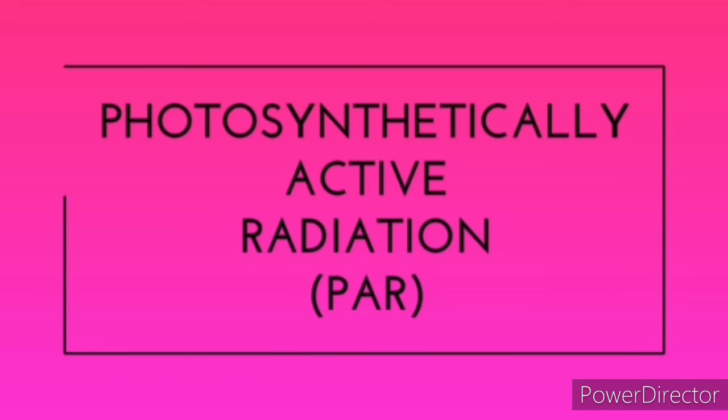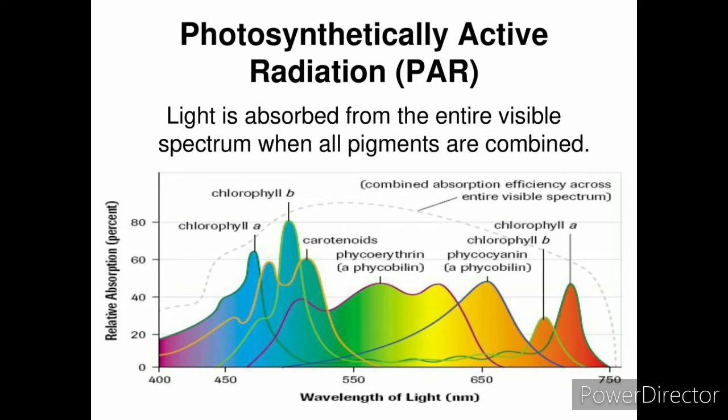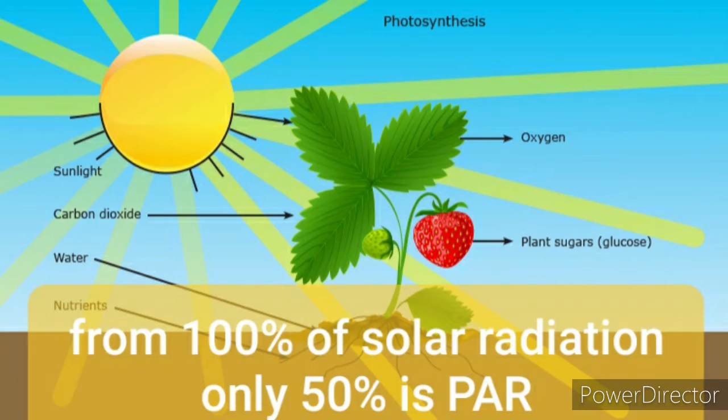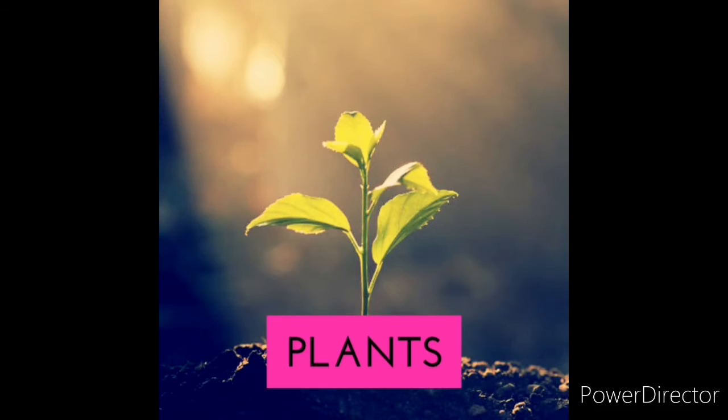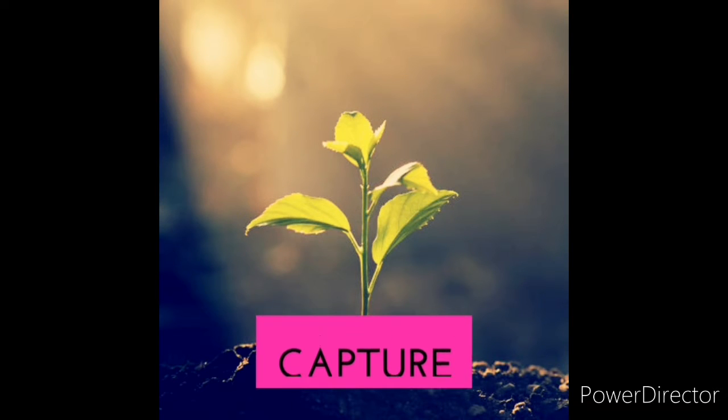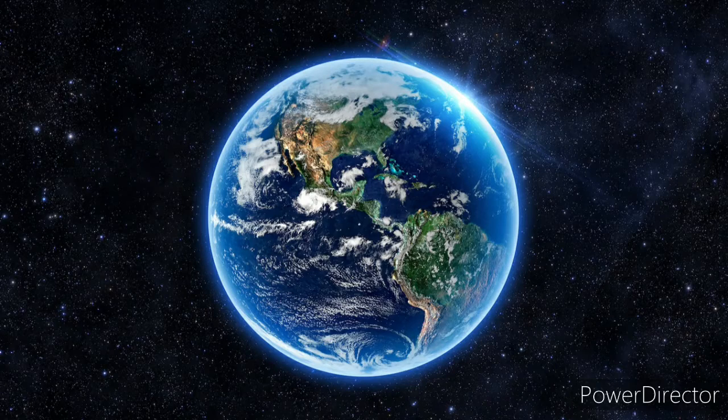The solar radiation that can be utilized by plants for photosynthesis is called photosynthetically active radiation, PAR. From the overall solar radiation, only 50% is PAR. The plants are able to capture only 2 to 10% of the PAR, and it is the energy used to sustain all life on Earth.